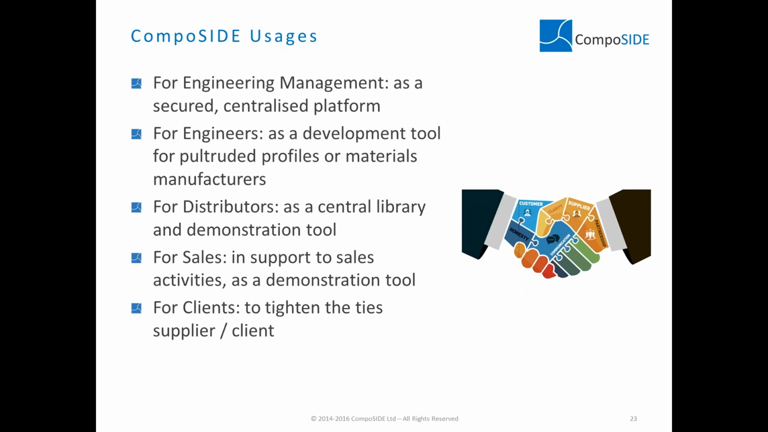CompoSIDE can be used, primarily from an engineering management point of view, as a secure centralized platform for engineering activities. It covers all the basic engineering requirements. It is a development tool that can be used by Pultrusion profile or raw material manufacturers who want to review how their materials would work compared to other materials in a given section or profile. It can be used as a central library and as a demonstration tool, whether by distributors or for sales, in support of their activities. And some of our clients are providing CompoSIDE to their own clients to help them make faster decisions, a quicker purchasing process, and tie those relationships between the two.